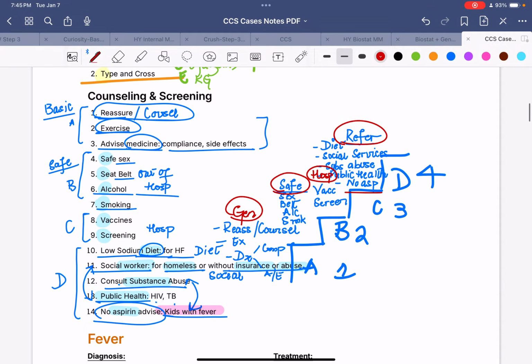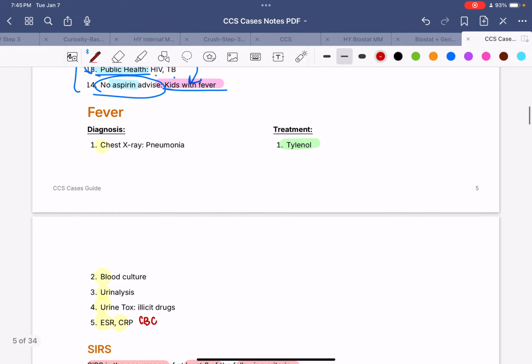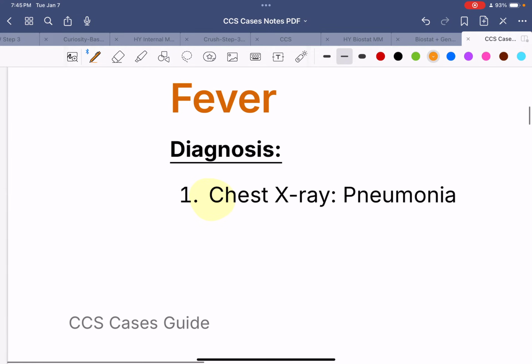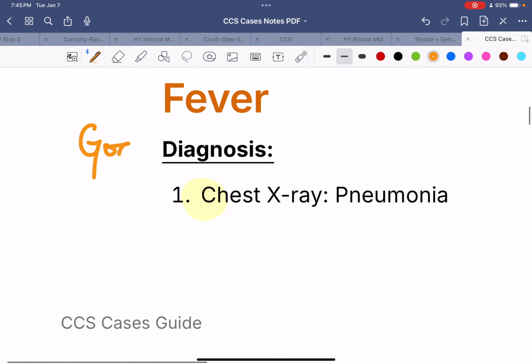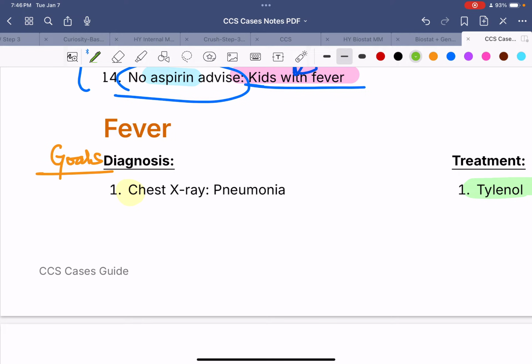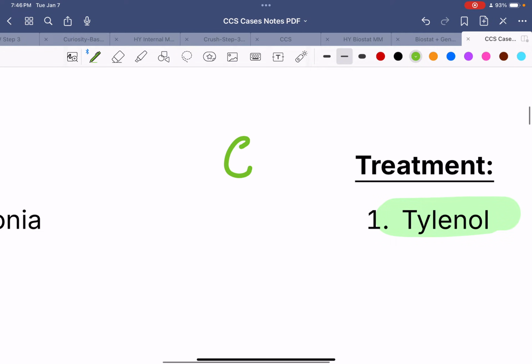So that concludes our counseling and screening algorithm, and now we'll proceed forward with what we are going to do in case of fever. So always remember, in case of fever, what are our main goals for the diagnosis and what are the main goals for the treatment. So we are always going to divide any case that we are approaching into two parts. Why do we want to do certain things for the diagnosis? Why are we doing these investigations? And what are our goals for the treatment?